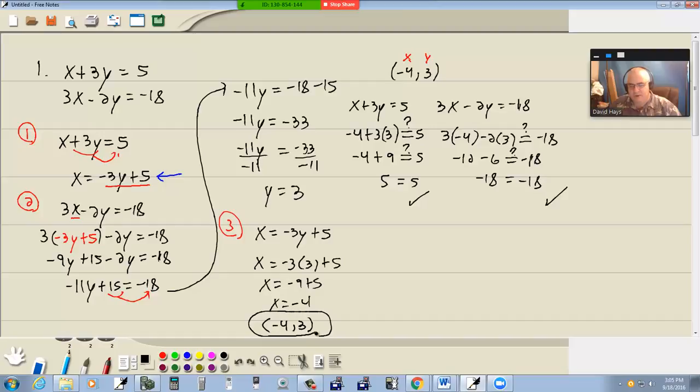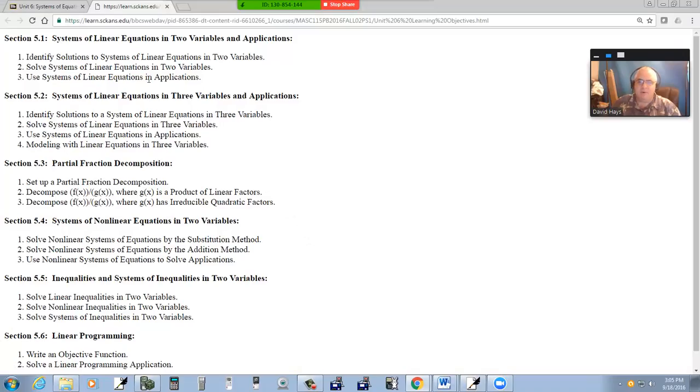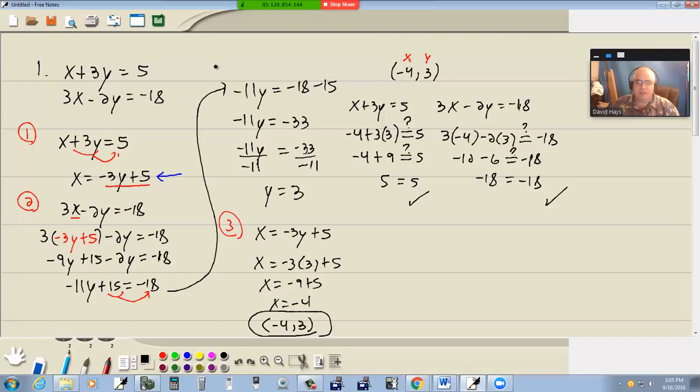Now we knew it was our answer from over here, but that's what topic 1 is saying: identify solutions to a system of linear equations. Okay, let me clear that off.